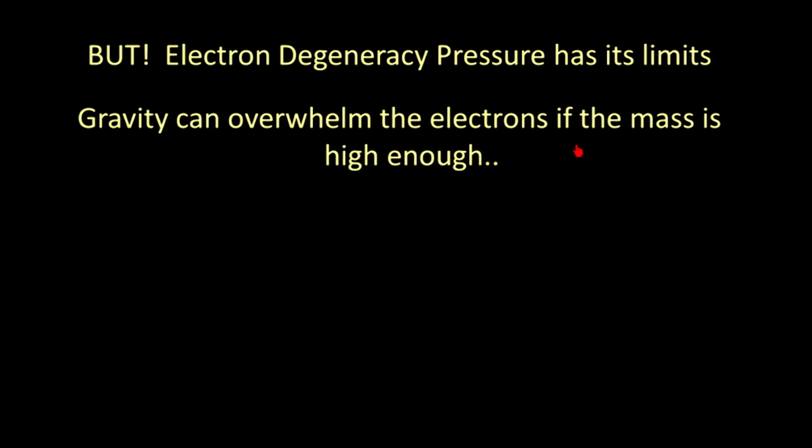But remember, gravity depends on mass. So what he calculated is what is the mass necessary for gravity to become powerful enough to overcome the electrons. And the number he calculates is a mass that is in the neighborhood of 1.4 solar masses. Now let me explain what this means, because it's a little confusing if you don't follow the logic here.